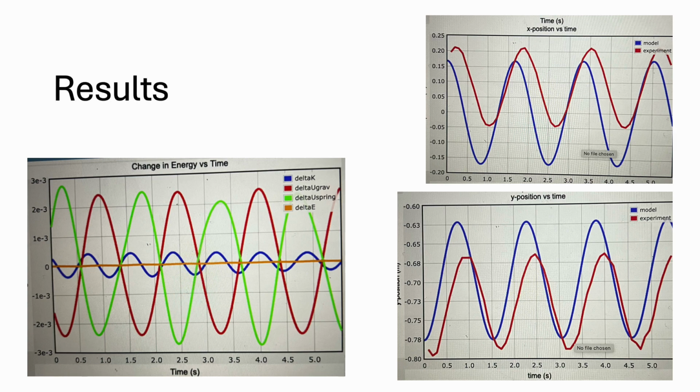So these are my results. You can see on the right, the red is the experiment and the blue is the model. You can see there are some discrepancies, and I really think that these errors are from Tracker. It was glitching a little bit, so I was just playing around with Tracker and trying to get that to work, but it's pretty close, and as close as I could get it.